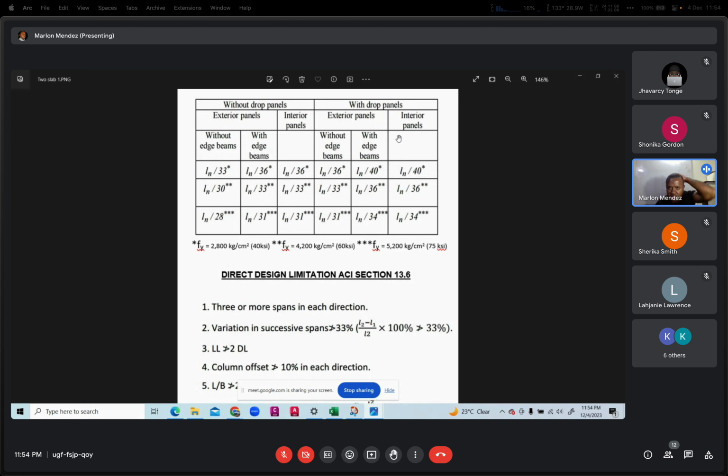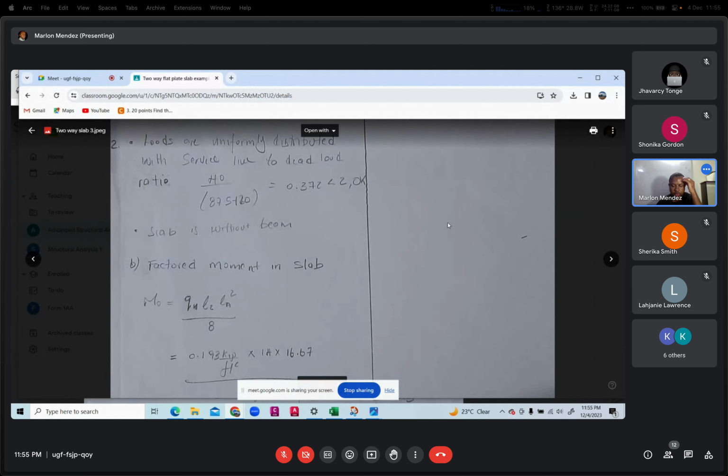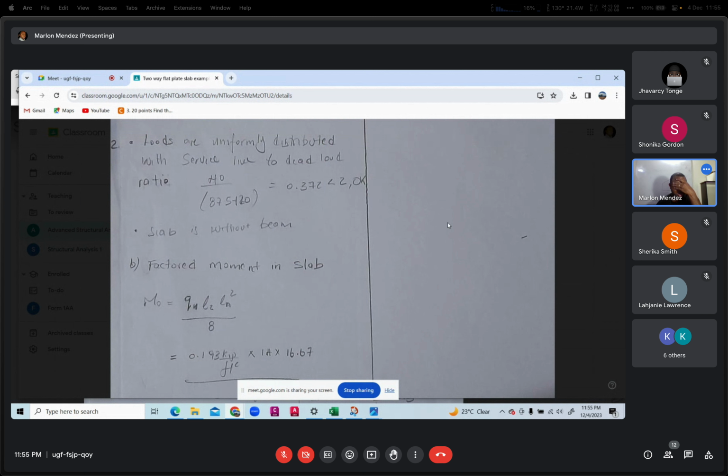Let me get the 33. Interior panel, which is this. Yeah, and it's based on the asterisk in terms of the shares. All right, so go through that and try to understand that. The other thing that you need to go through, which I think you kind of have a fair understanding of, is the portal frame and the cantilever method.